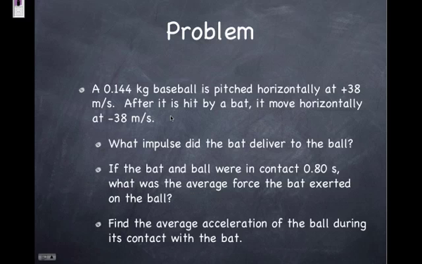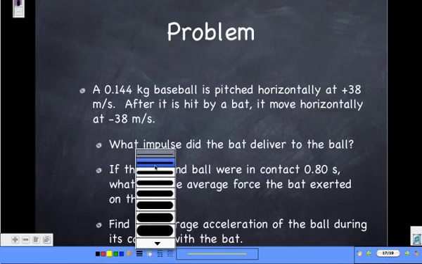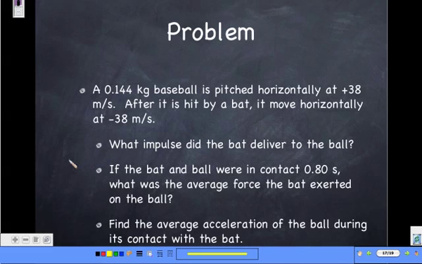Okay, a 0.144 kilogram baseball is pitched horizontally at 38 meters per second. Do you guys have this one? After it's hit by the bat, it moves horizontally at negative 38 meters per second. So what impulse did the bat deliver to the ball? What equation should we use? Mass times change in velocity.